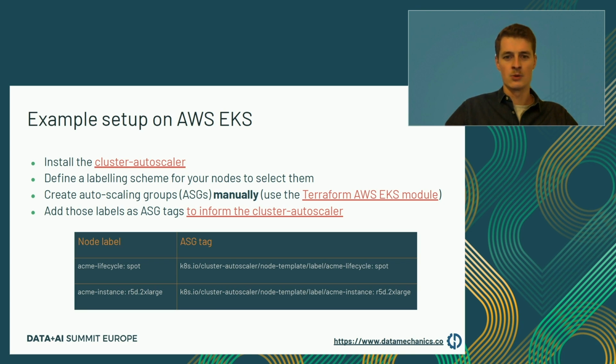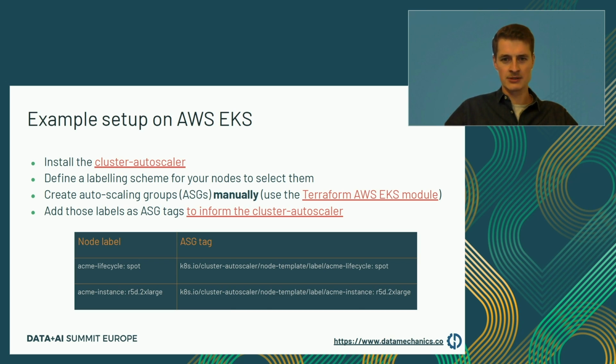Then you want to define a node labeling scheme so that you can select nodes with label selectors and assign, for instance, executor pods to spot nodes. Below, we've defined a label Acme lifecycle that conveys whether the node is spot or on demand, and the label Acme instance with the instance type of the node.